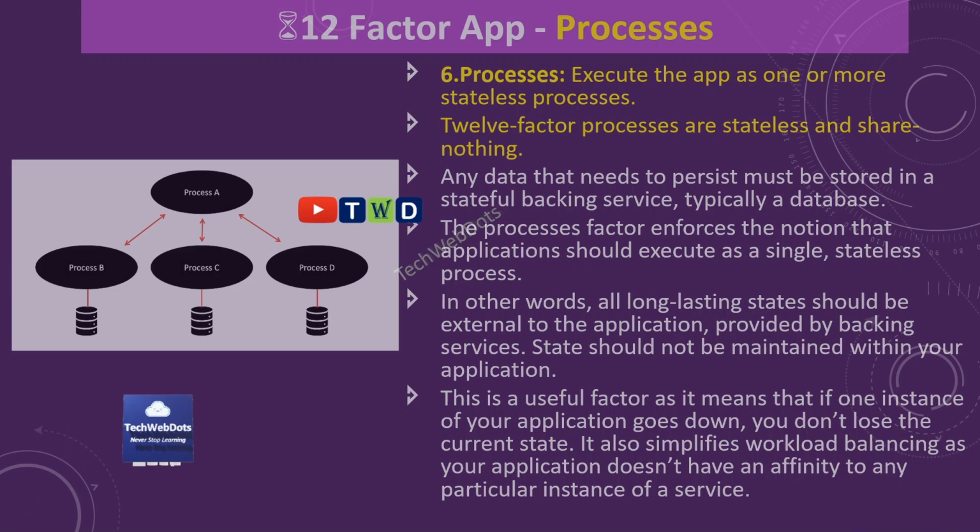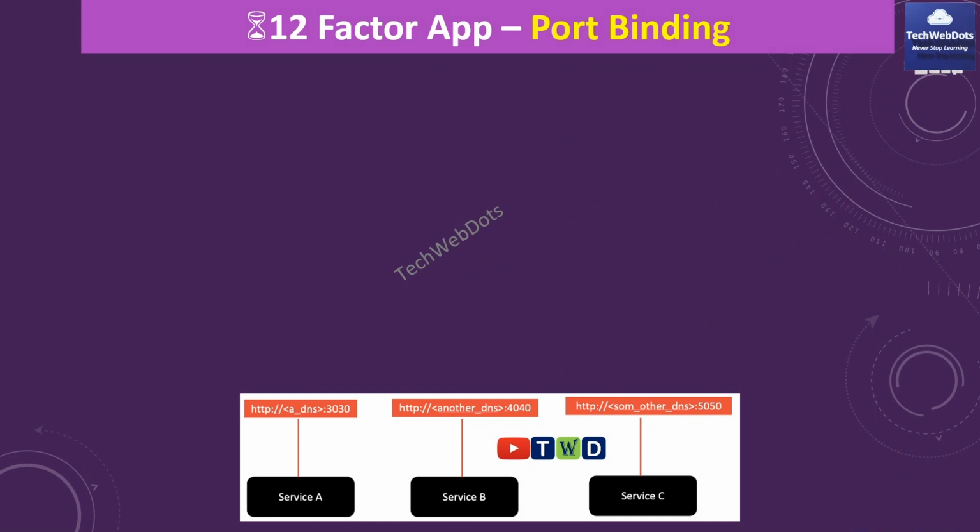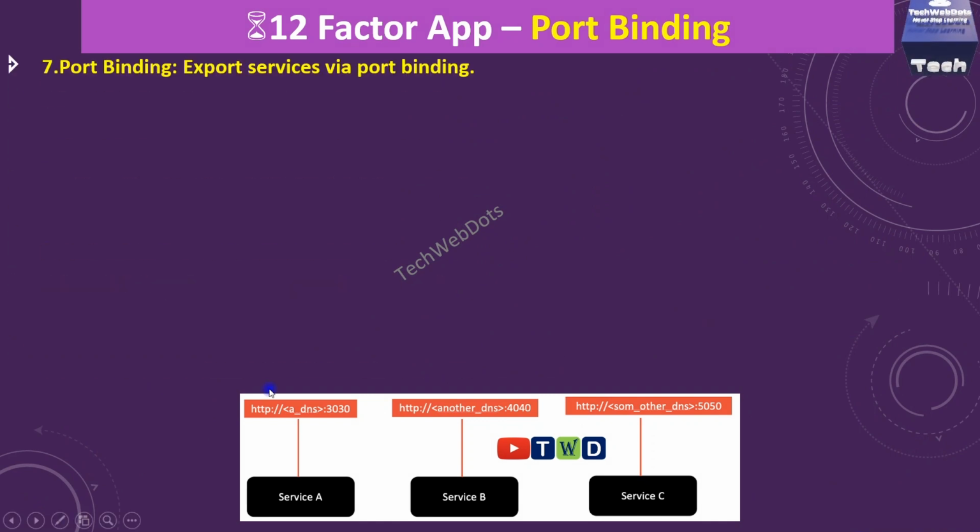Okay, let's move to the next one, number 7, which is port binding, which is again very important. If you look at this application, you will note we have multiple services and each service has its own address and an associated port, which is open to connect, right? But let's understand what this principle says by its definition. It says: export services via port binding.